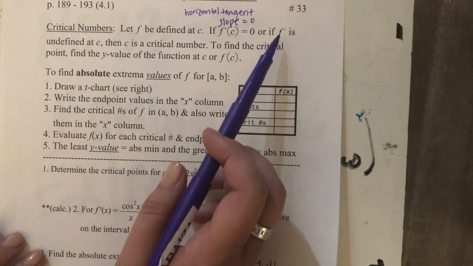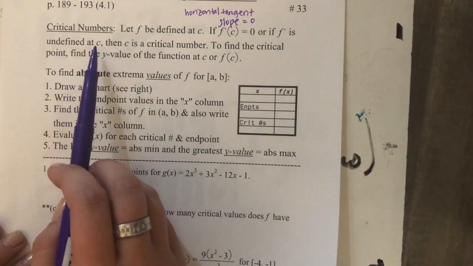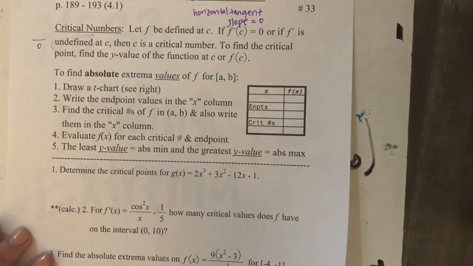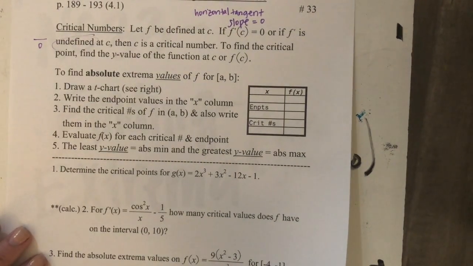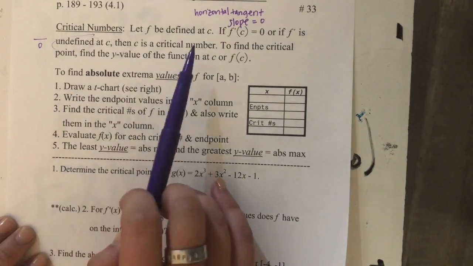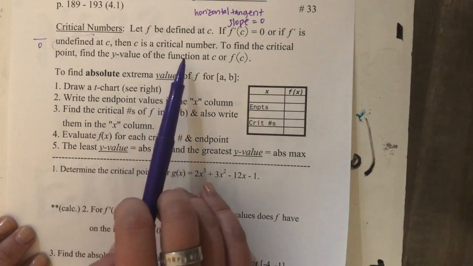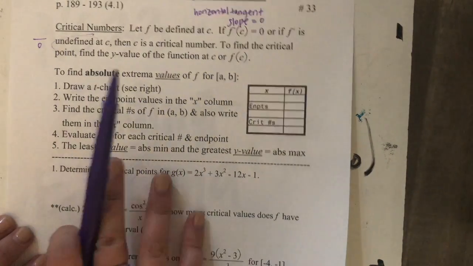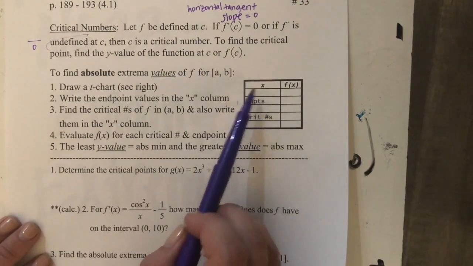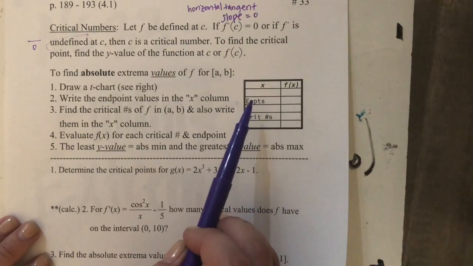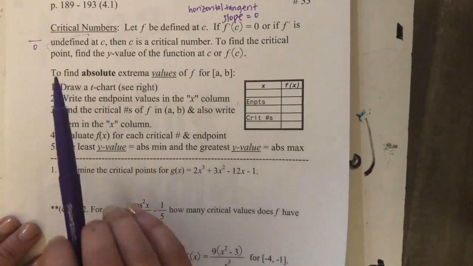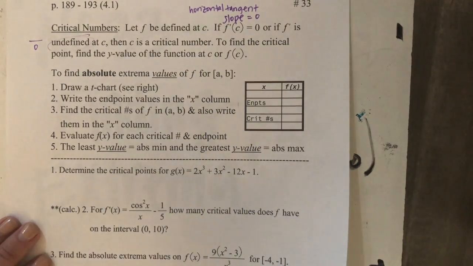Or if f prime is undefined at c. What does undefined mean? Undefined means that the denominator is 0, right? We're dividing by 0, okay? So either of those places are gonna be critical numbers for us. To find the critical point, find the y value of the function at c, or f of c, okay? So here's how we do this. We are going to use this kind of table here where we're gonna list all of our endpoints because our endpoints could possibly be absolute. Remember, our absolute extrema we find inside our interval or at our endpoints. And then we want to check our critical numbers.